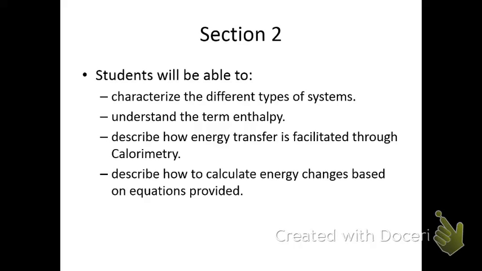Understanding the term enthalpy and what it means in terms of the energy. Describe how energy transfer is facilitated through calorimetry. This is one specific type of way to measure the change in energy, as well as to describe how to calculate energy changes based on the equations.